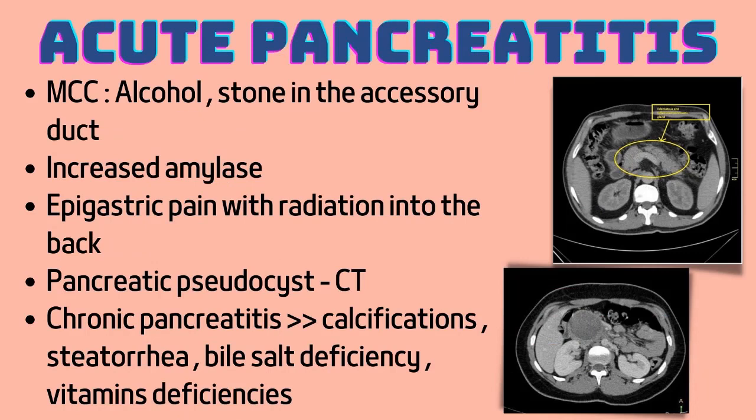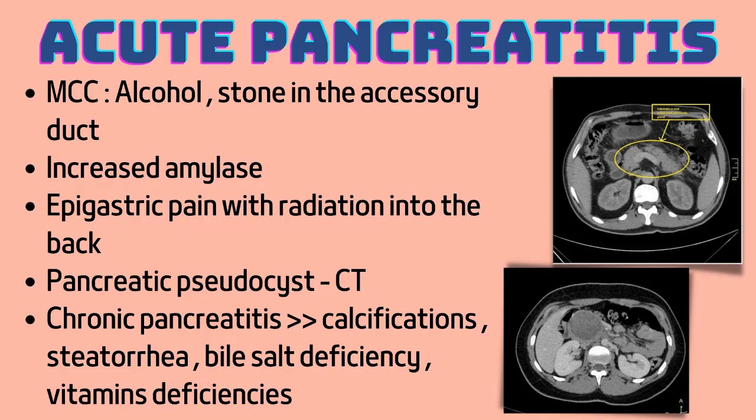Now, you've seen this before. This is acute pancreatitis. You know that's most commonly due to alcohol. The second most common cause is a little stone that gets caught in one of the accessory ducts in the pancreas. Amylase is elevated. And remember the characteristic pain: epigastric pain with radiation into the back, because it's a retroperitoneal organ.